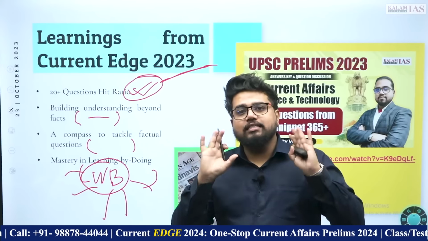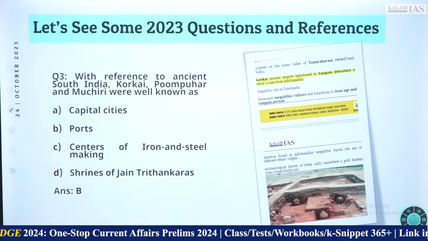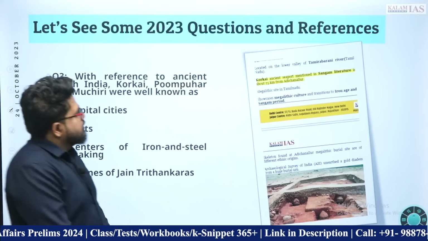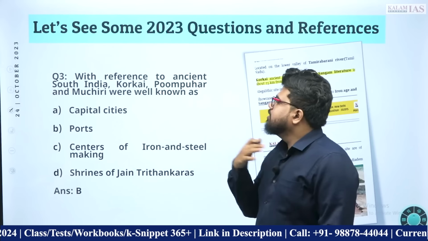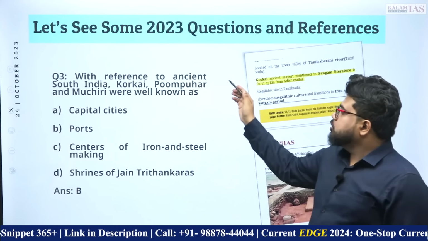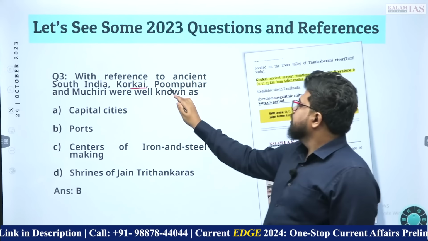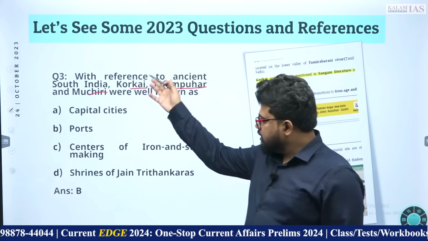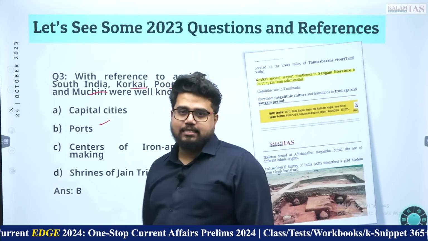Going ahead, let's see some of the examples. Let's see this question. This is the history question I was speaking about. With reference to ancient South India, Korkai, Pumpuhar, Muchiri were well known as, with four different options, ports is the right answer here.